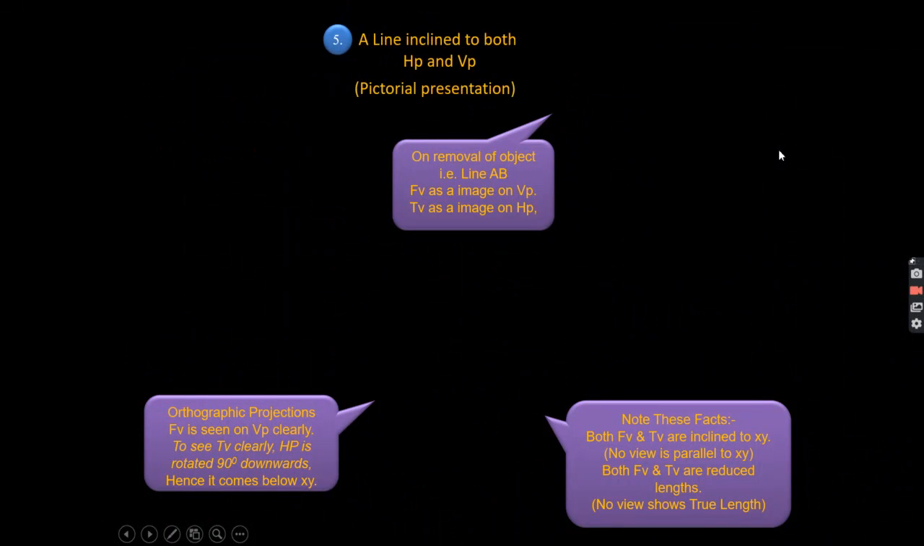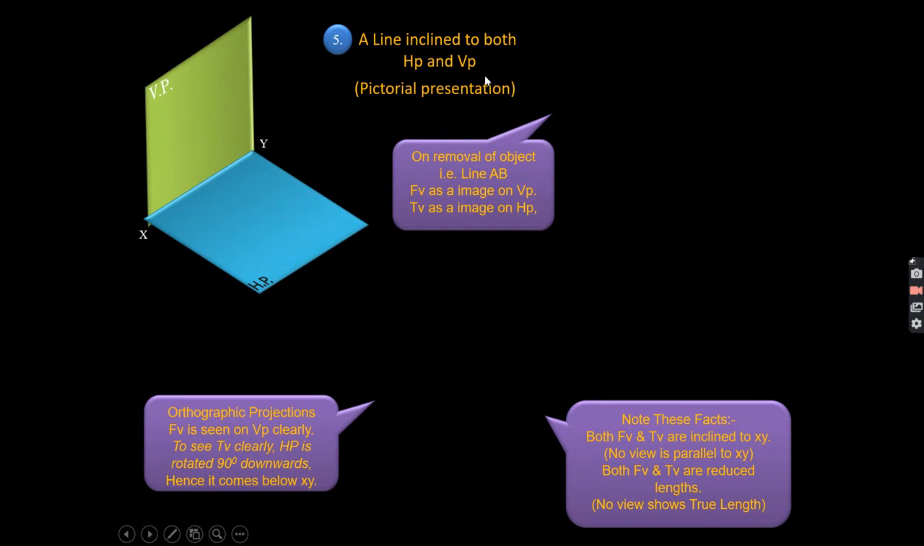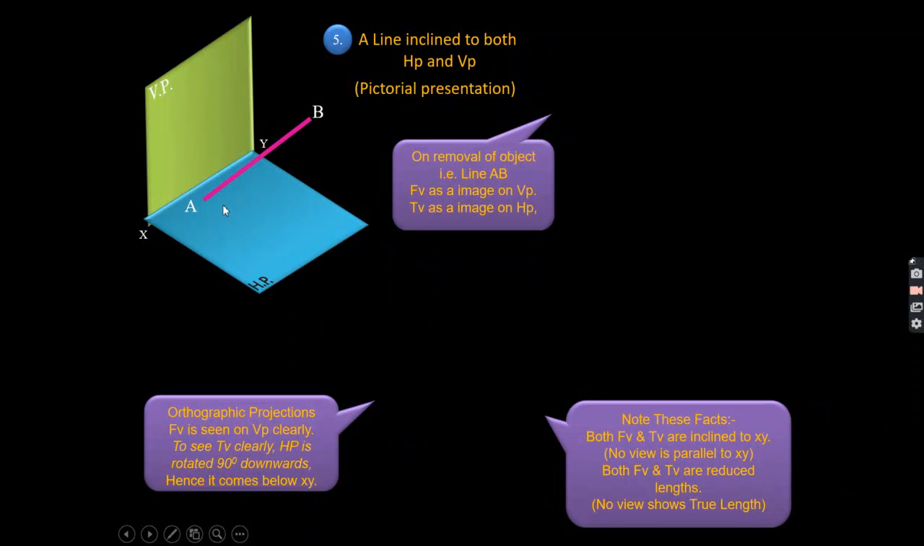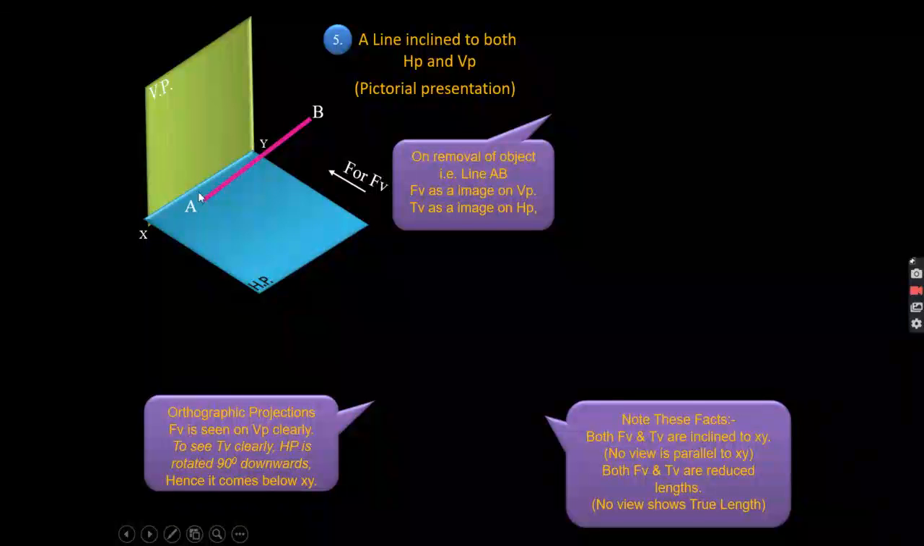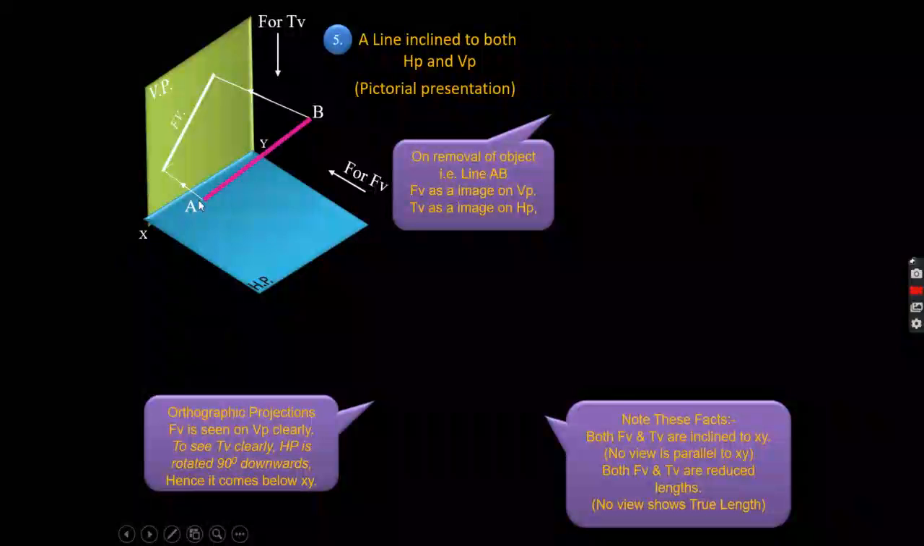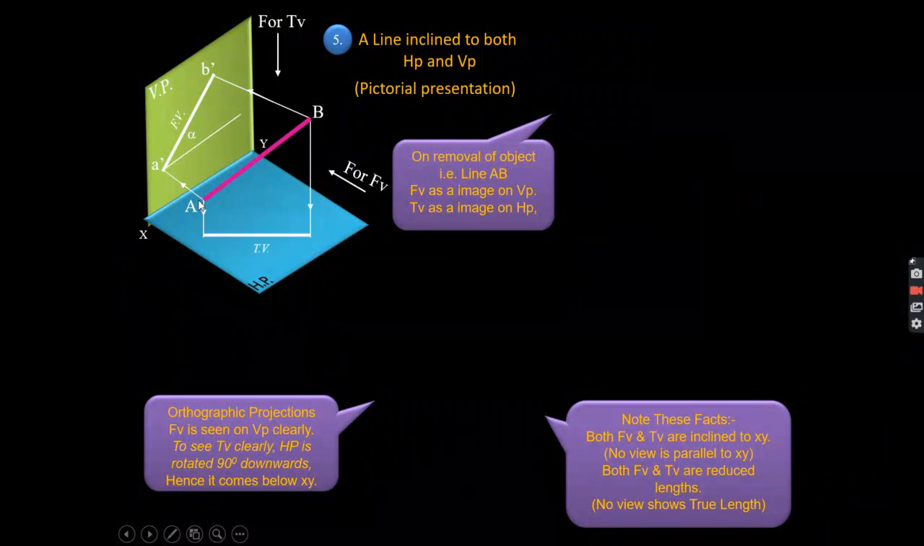So now if your line is inclined to both HP and VP, suppose this is your line AB, you can take the inclination of the line from the HP as 30 degrees and from the VP as 45 degrees. Okay, and the length of the line you can take as 50 mm. The position of the point, at least the position of point A from the HP and VP, you can mark. So this is how you will get the front view and top view.